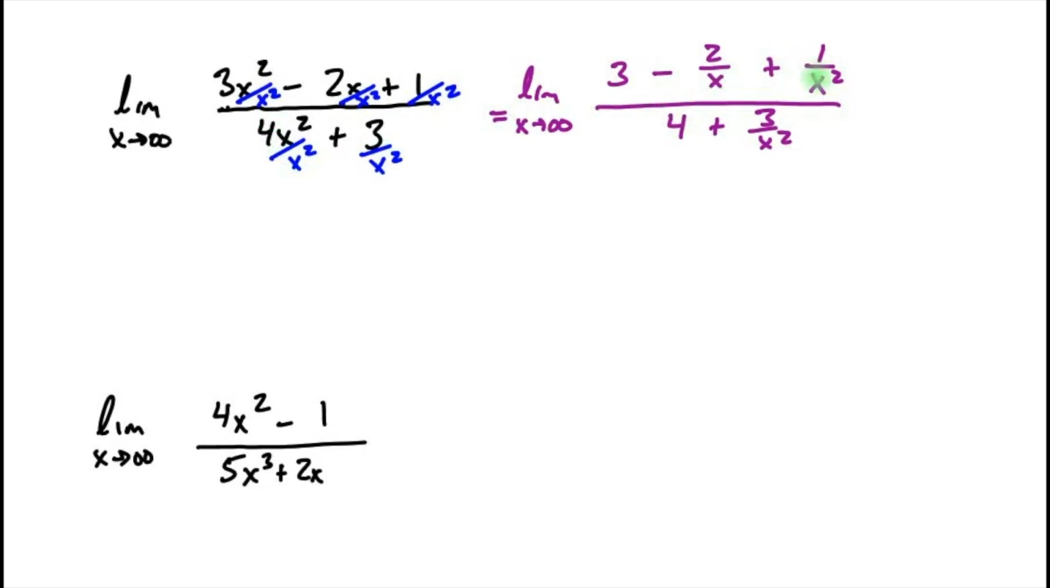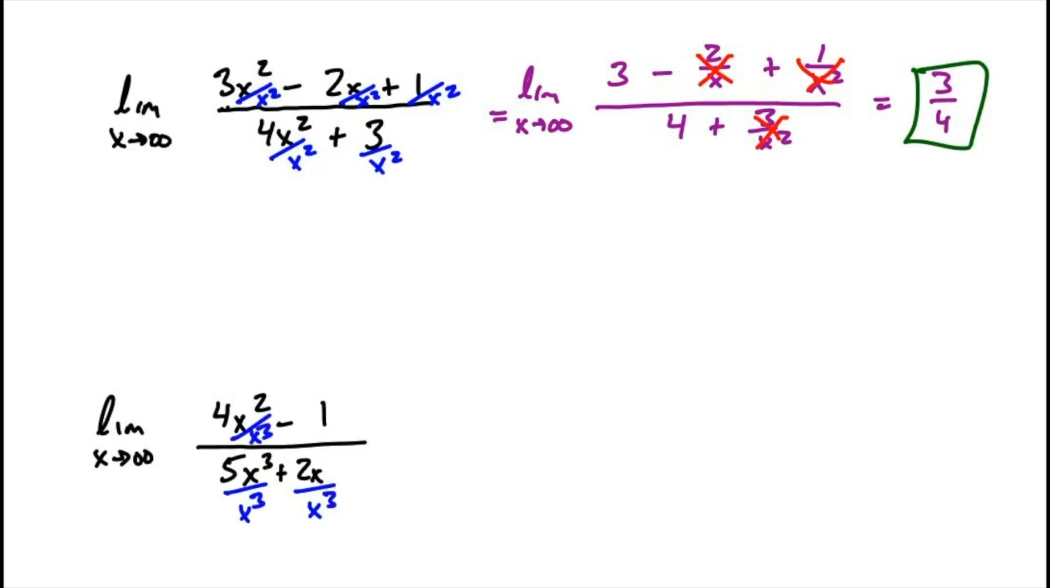All of these terms in here, 2 over x, 1 over x squared, 3 over x squared, if we agreed before that those better go to 0, they're still going to 0 now. So if all of those go to 0 and essentially cancel themselves out of the problem, we're left with just 3/4, and that's our limit. All right, this will work for any problem that looks like this, a rational function with a polynomial numerator and polynomial denominator.